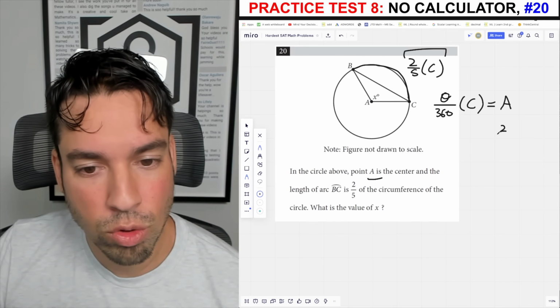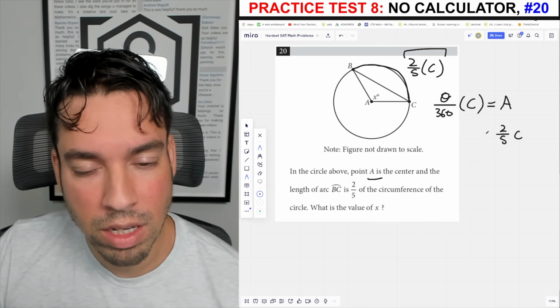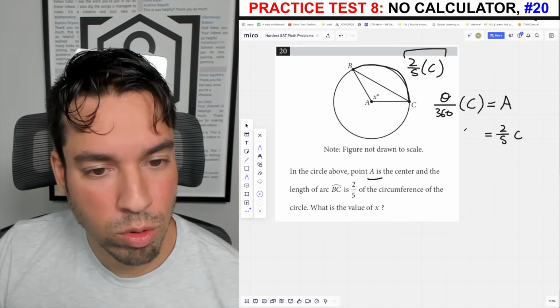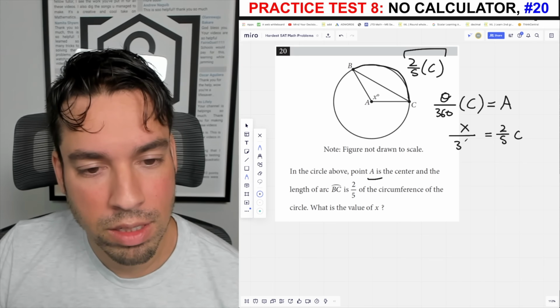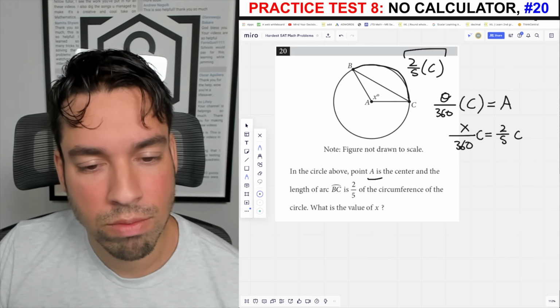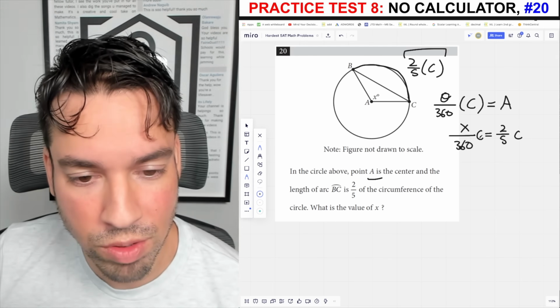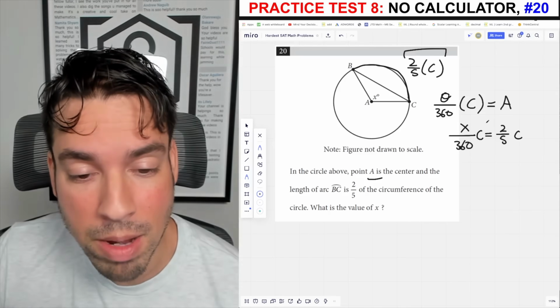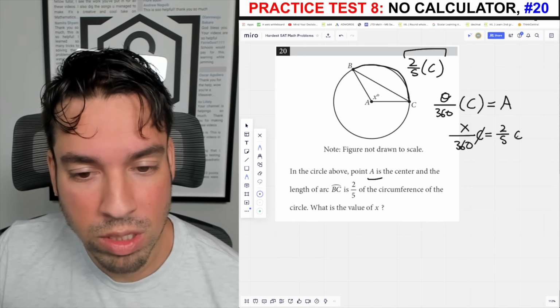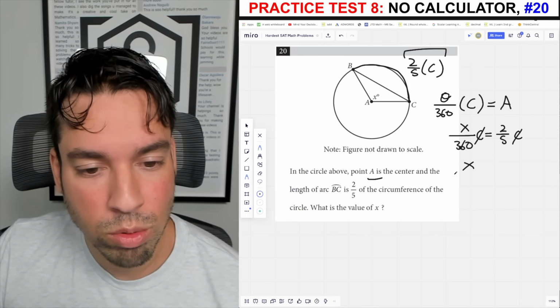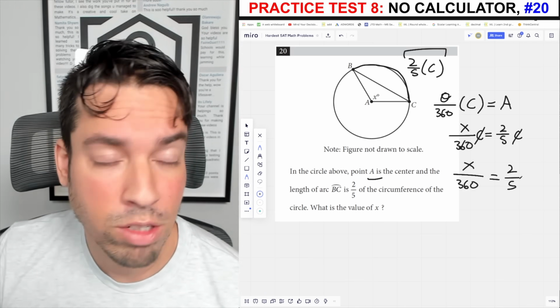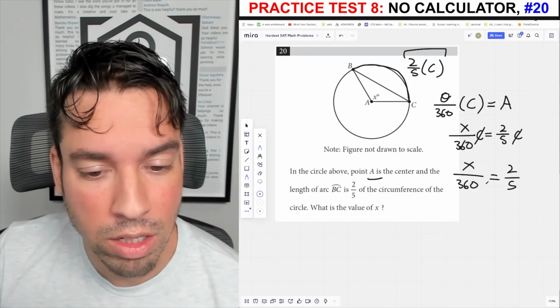Arc length is 2/5 of the circumference equals the central angle, which is x, over 360 times the circumference. All right, well, why is this great in terms of C and C? And yes, I could have had 2 pi r, it doesn't matter. But nice and simple, divide both sides by C and they go away, which gives x over 360 equals 2 over 5. And now we've got a nice proportion. It's not so bad, even without a calculator.